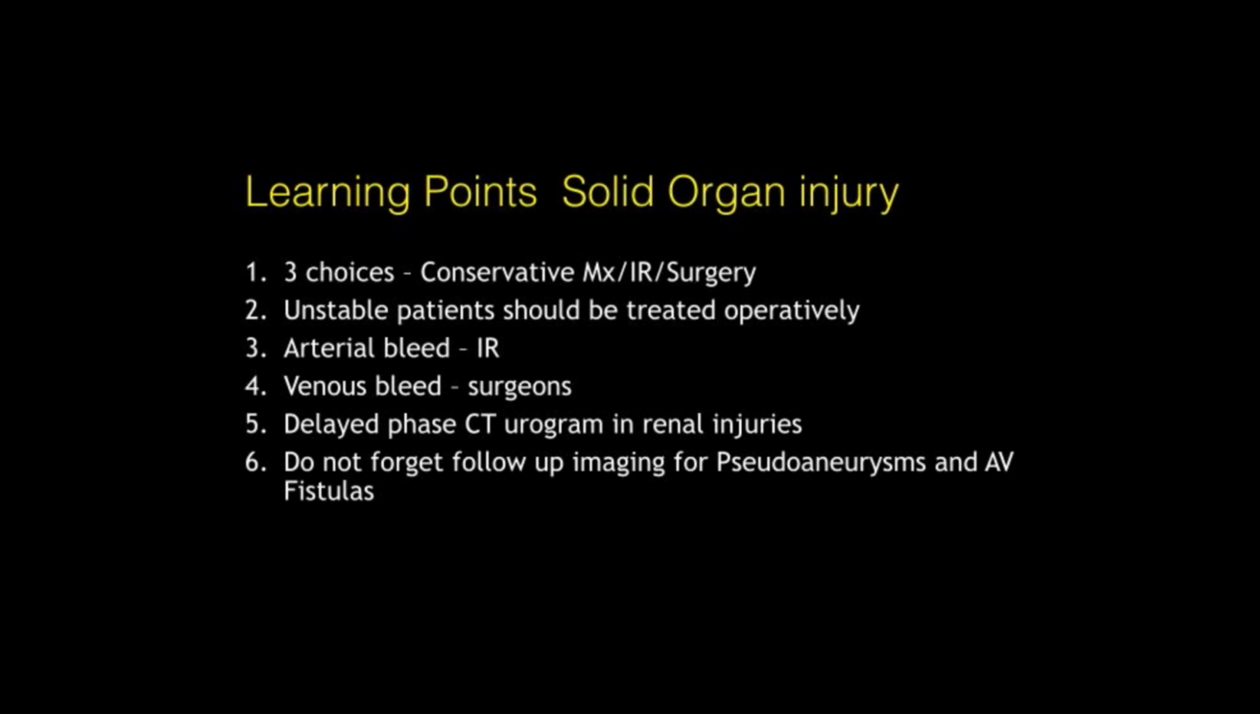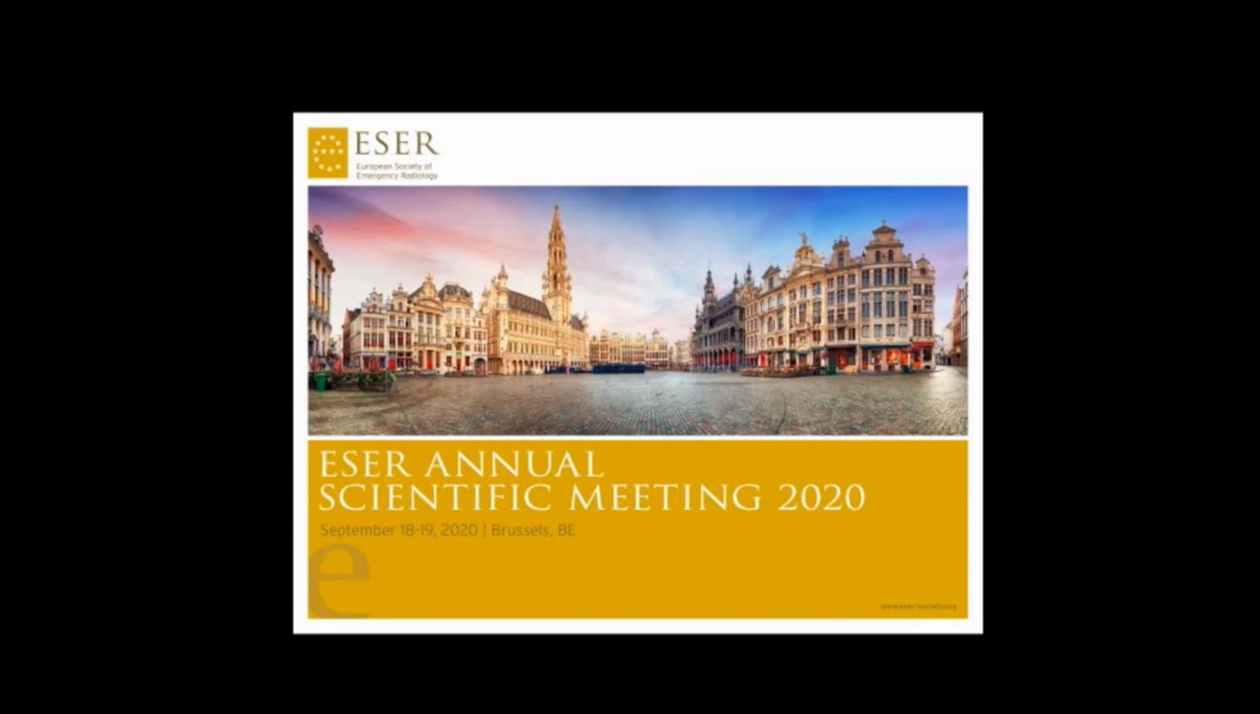Okay, so what are our learning points for solid organ injury? You've basically got 3 choices for the solid organs. You can manage people conservatively, you can use IR, or they need to go to surgery, or you could use a combination of all 3. Obviously, unstable patients are going to be treated operatively, but there's a really good role for interventional radiology with arterial bleeding. Remember that when you have renal injuries, you should think about delayed phase imaging, especially when the patient is on the table. And never forget about doing follow-up imaging for patients for pseudoaneurysms and AV fistulas. And that's really our primary job as radiologists, because the clinical team may not be thinking about that.